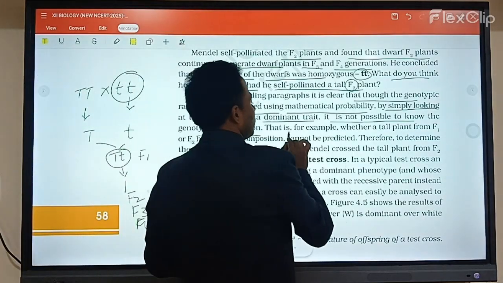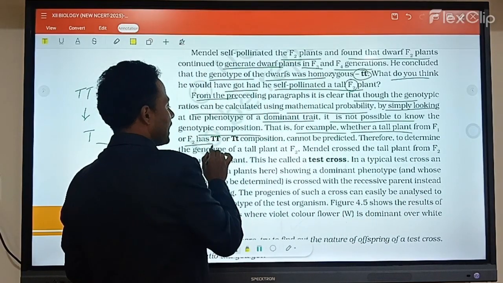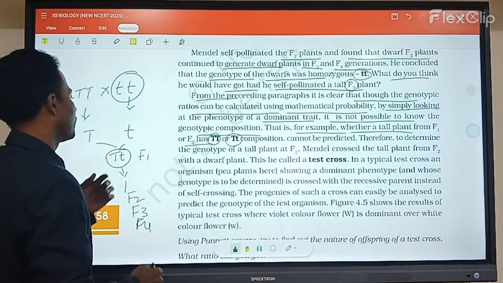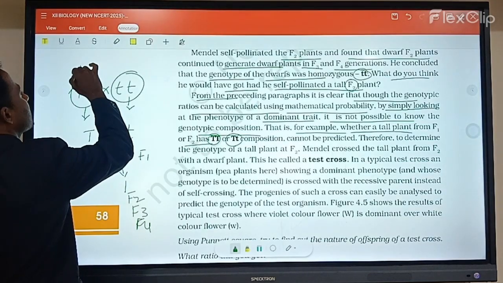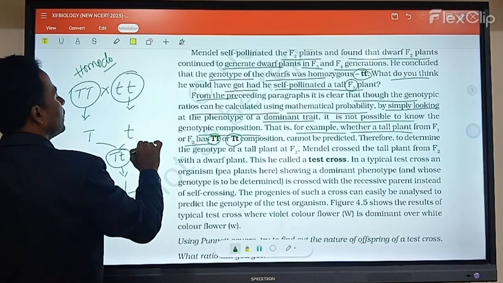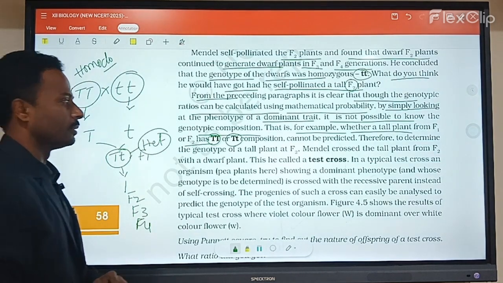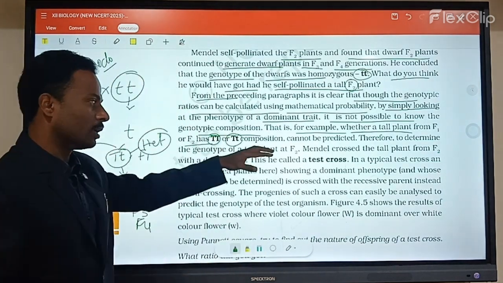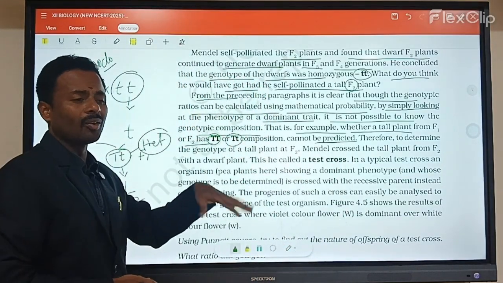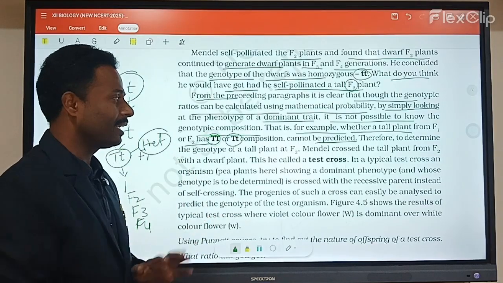For example, the tall plants from the F2 generation have either capital T capital T or capital T small t composition. Capital T capital T is homozygous dominant, and capital T small t is heterozygous, with a dominant and a recessive allele present in the F2 generation. Based on the characters alone, we can't predict which one is dominant and which one is recessive.